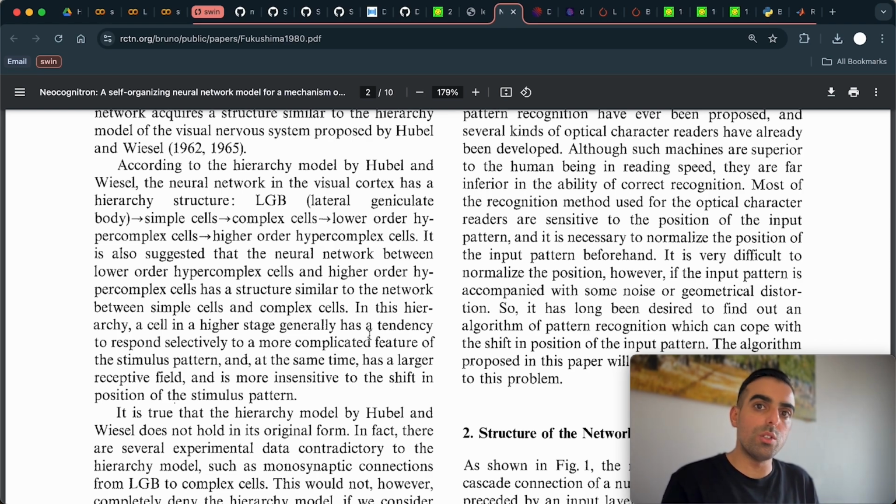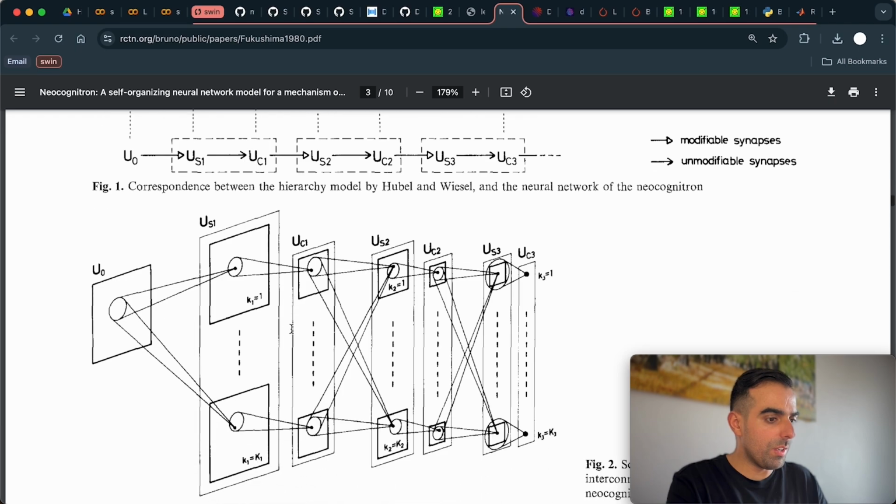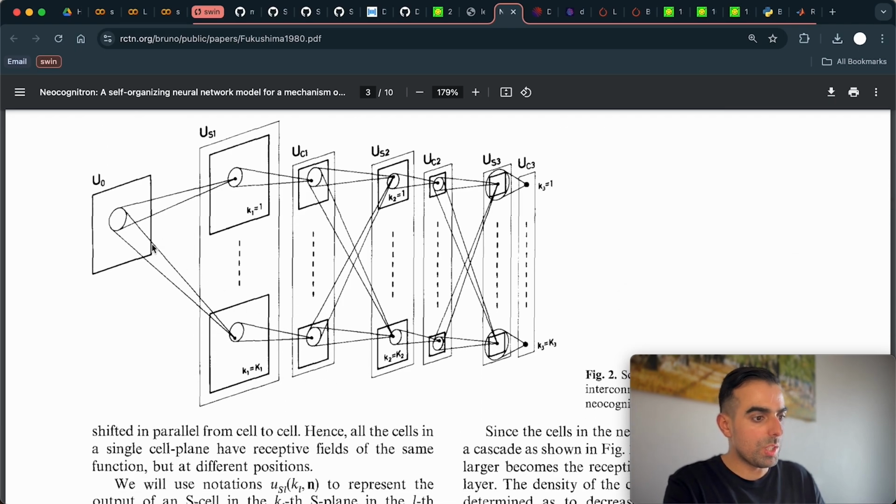So let's say just like in convolutional neural networks, where the neurons in the first layers can respond to edges, sharp edges, the orientation of edges, and the neurons in the later layers can respond to curves and more complex features. Also, there is a good figure here. This shows the hierarchical structure for the Neocognitron. But why did the Neocognitron not take off?